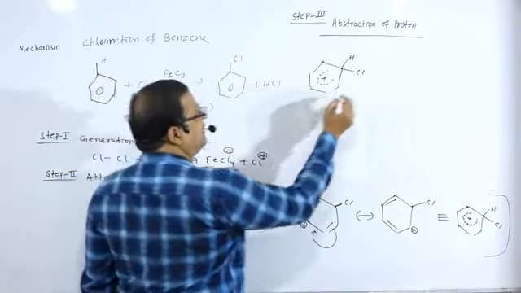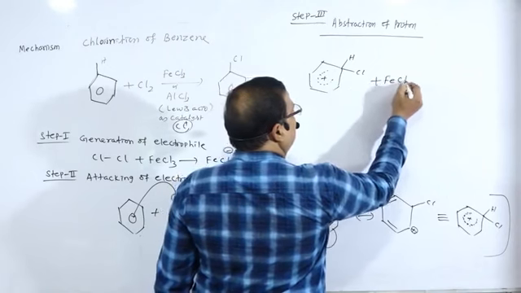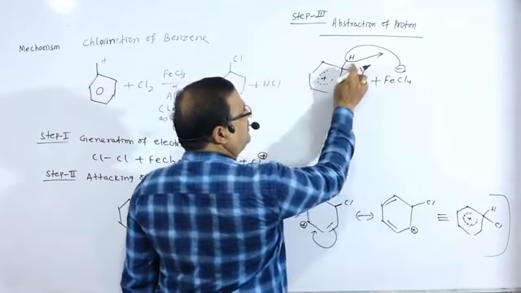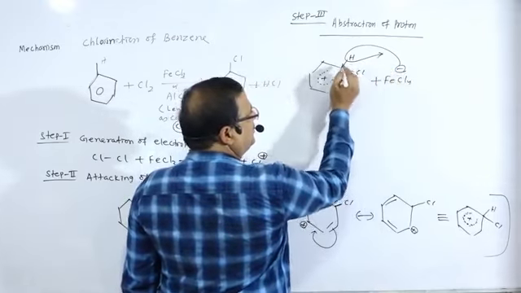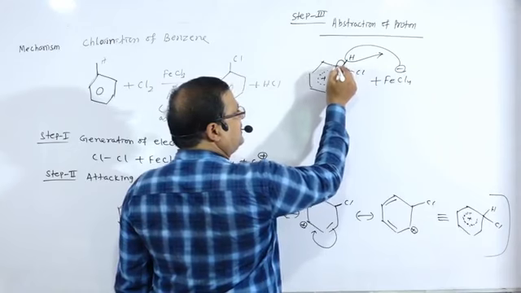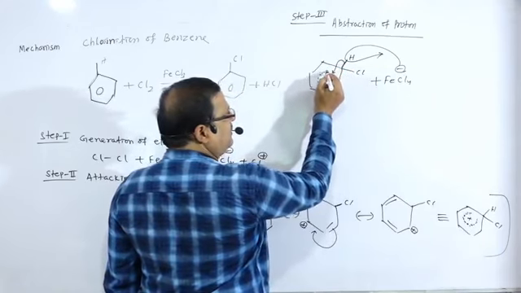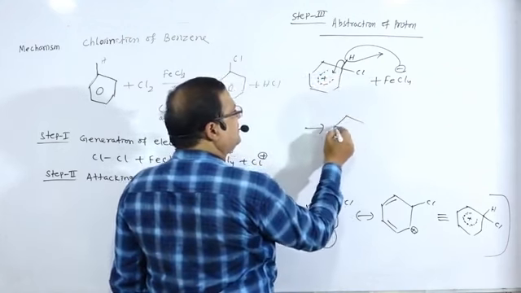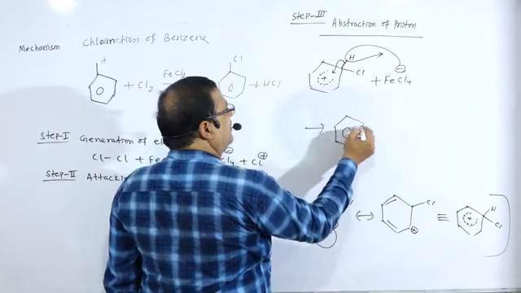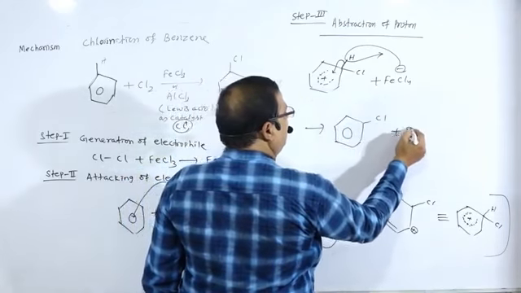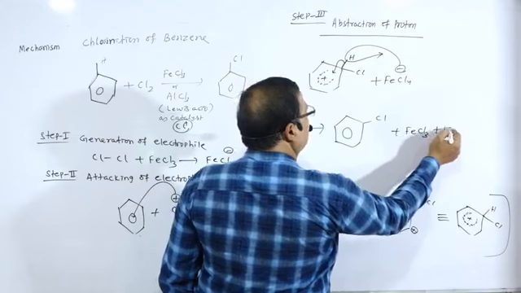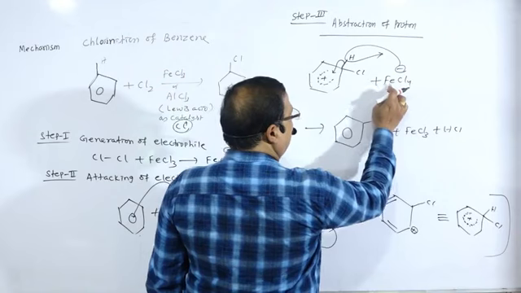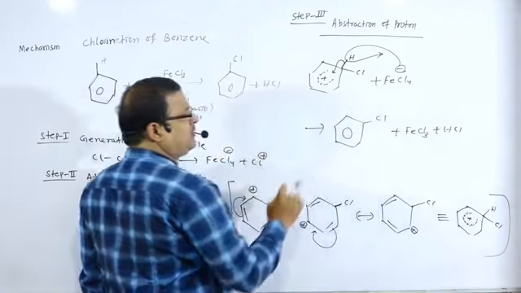FeCl4 minus will abstract the proton, H plus, giving H plus FeCl4 minus. So this bond pair of electrons is shifted to the ring. So this side which was unclosed has again been closed. So there is the formation of this species, chlorobenzene plus FeCl3 plus HCl. HCl and FeCl3 remain. So there is the formation of chlorobenzene.